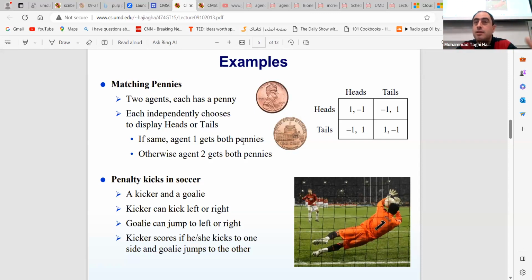You are negotiating something with a bank. You want to buy a house. Almost all of these are this type of competitive game, where your loss would be the win of the other person, and your win would be the loss of the other person. So zero-sum games are indeed very practical and very important games.